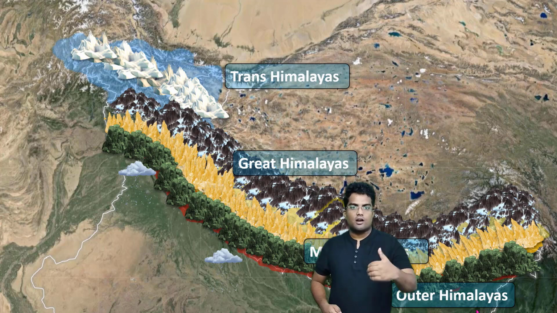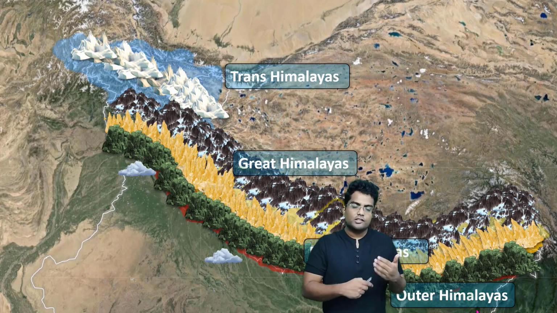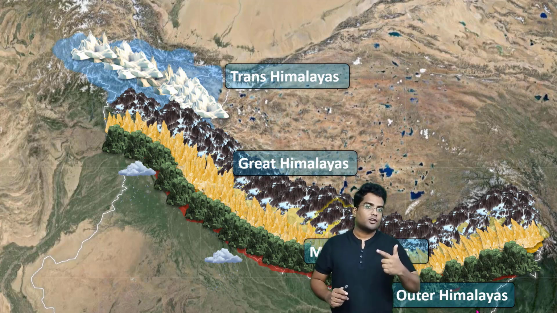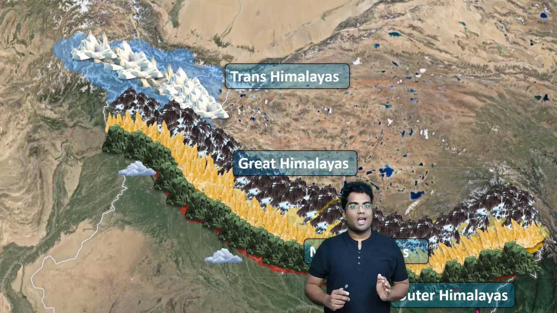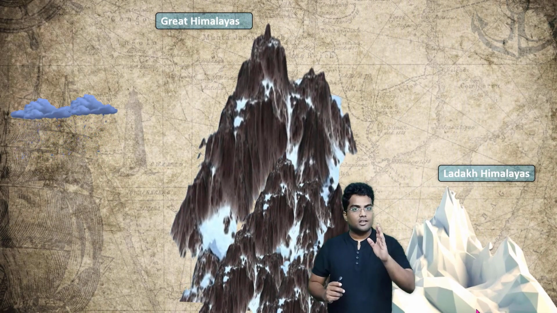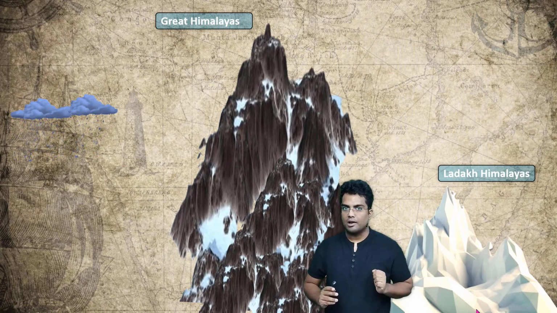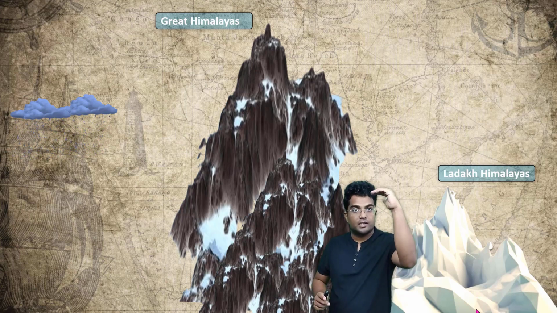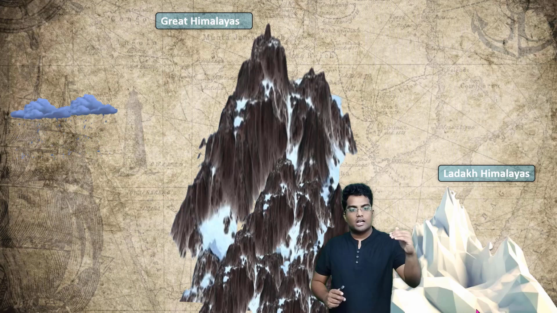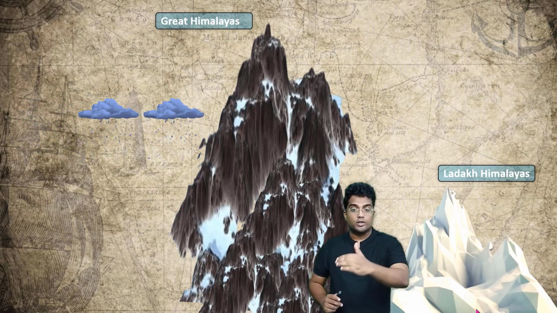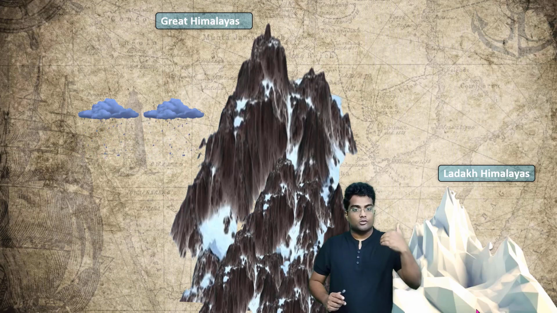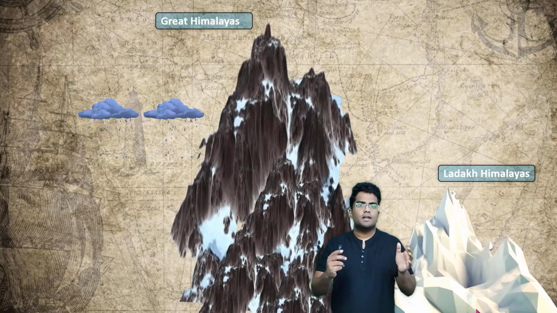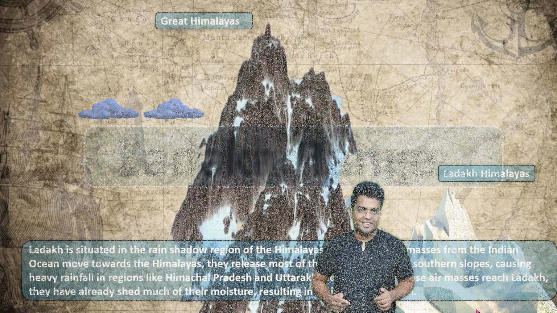But once they reach the Trans-Himalayas, these clouds don't have that kind of moisture. That's one reason. The second reason that you have to understand is the Great Himalayas actually act as a barrier. The Great Himalayas are quite a bit taller than most of the Himalayas. As you can see, compared to the Ladakh Himalayas, the Great Himalayas are significantly taller, and they actually prevent these rains from reaching the Ladakh Himalayas. So that is why the Ladakh Himalayas and the Zaskar Himalayas are pretty much dry, right?